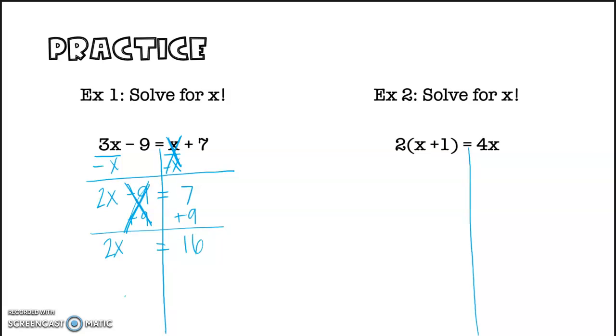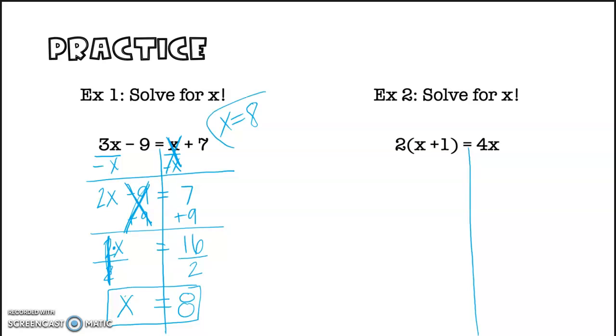So my last step is to isolate this variable. The variable is being multiplied by 2, so we're going to divide by that coefficient that's in front of it, so that 2. So divide both sides by 2. Over here, those simplify to 1. That leaves me with just x. And 16 divided by 2 is 8. So my final answer is x equals 8.